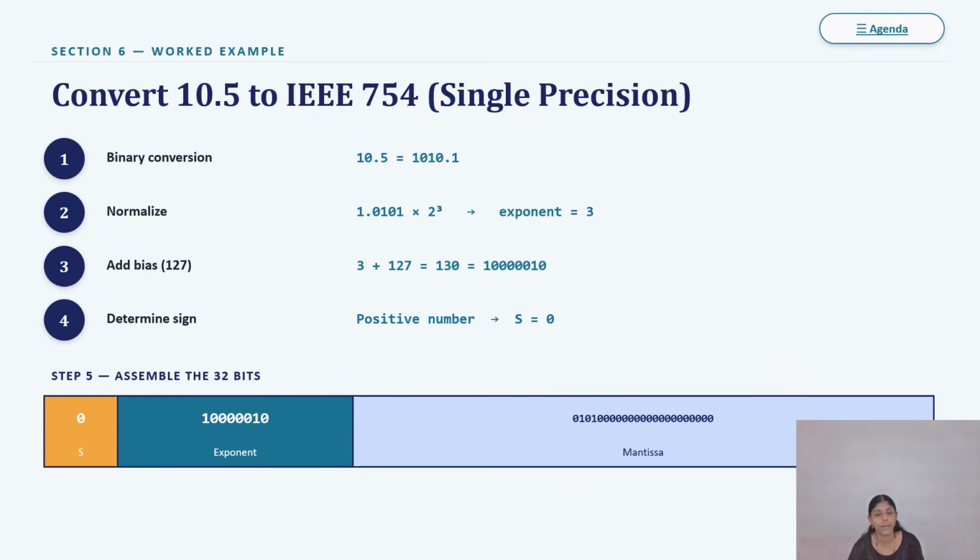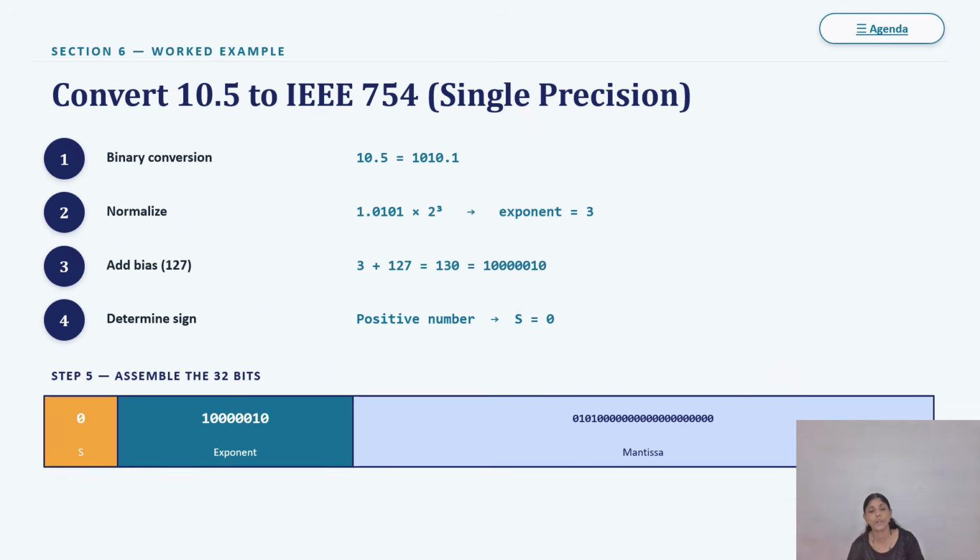So what is your m here? 1 dot of m. Exponent, how many you needed? 3 you needed. So what is the value of that 3? It is e plus b. So the value is 1, 0, 0, 0, 0, 0, 1, 0. That is the value 130.